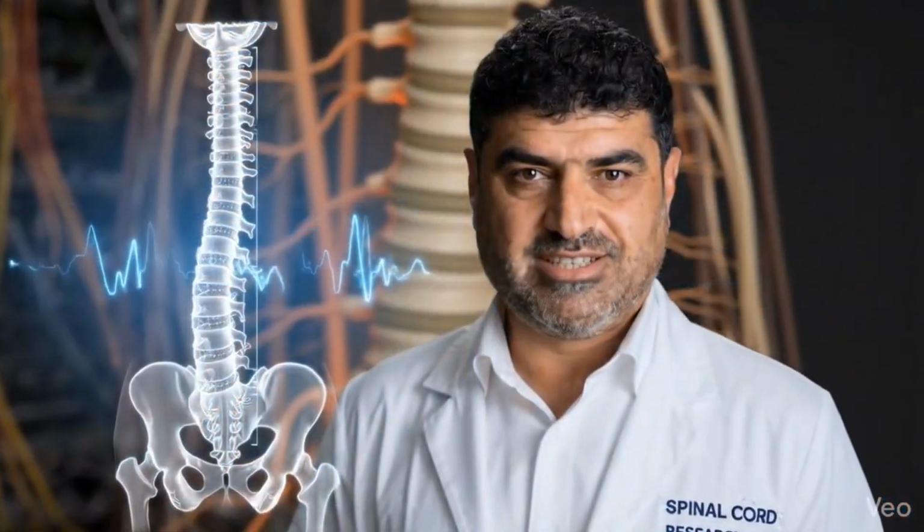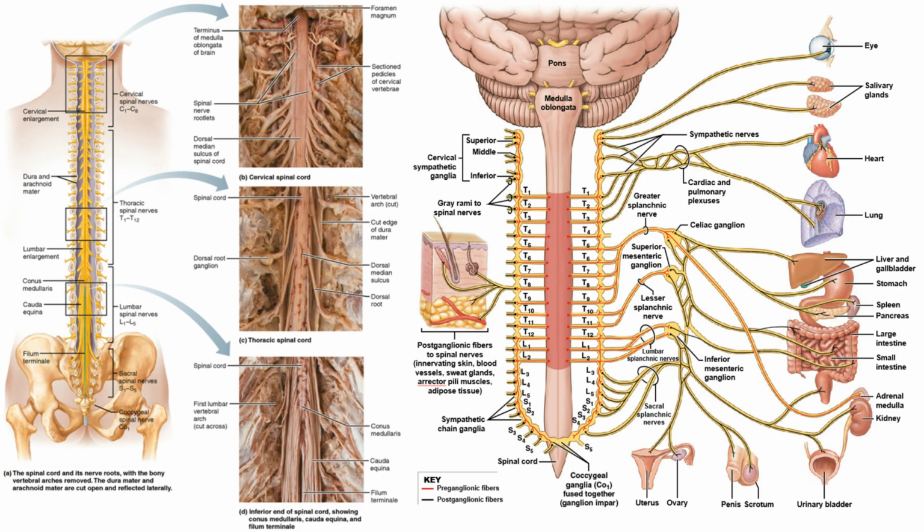The spinal cord, the body's communication highway, and the spinal nerves that branch out from it are the backbone of our nervous system. Let's examine the posterior view of the spinal cord. Notice two key areas of thickening: the cervical enlargement, which supplies the arms, and the lumbar enlargement for the legs.